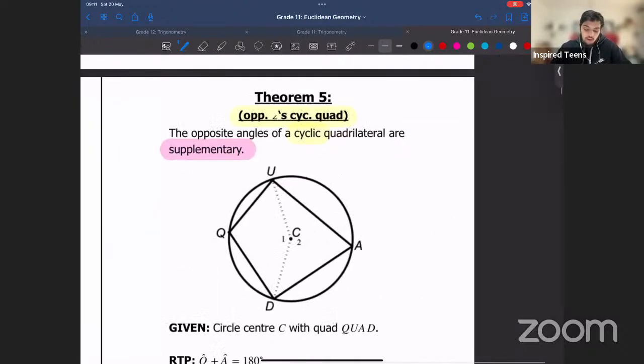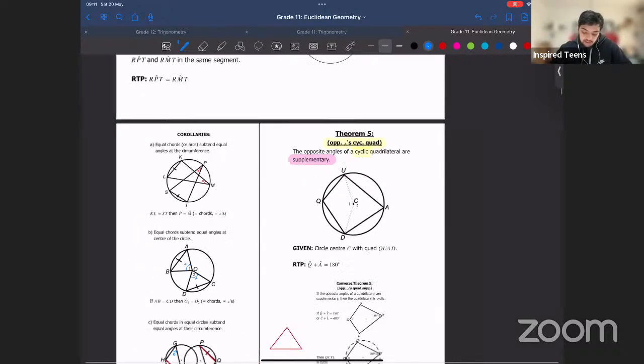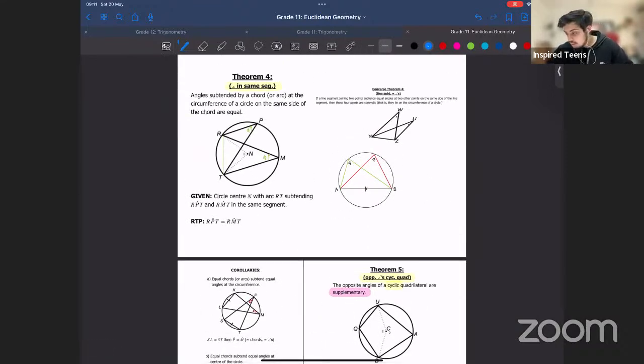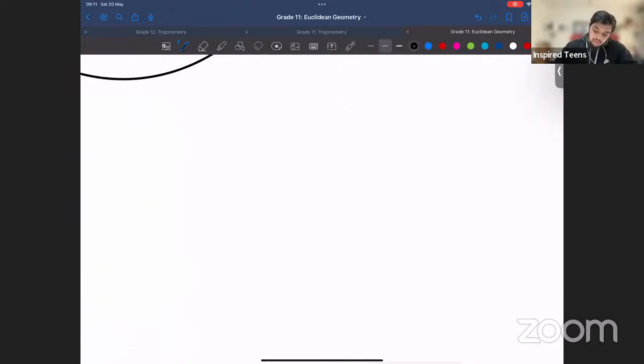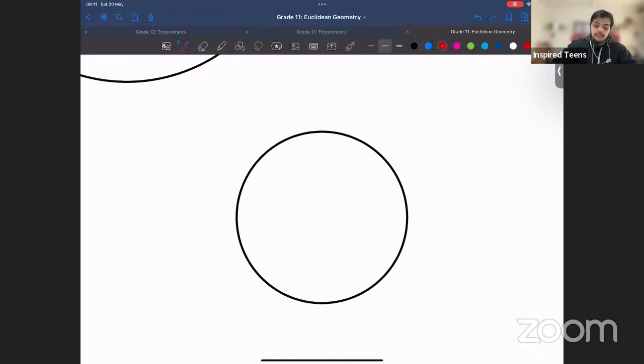Okay, let's look at theorem 5. So theorem 5 is opposite angles of a cyclic quad. Okay, so we're getting into a cyclic quad. Let us discuss what is a cyclic quadrilateral. Okay, so a cyclic quadrilateral comes from the word cyclic, meaning it is found within a circle, quadrilateral, meaning it is a polygon with 4 sides. So a cyclic quadrilateral is basically a quadrilateral that fits perfectly into a circle.